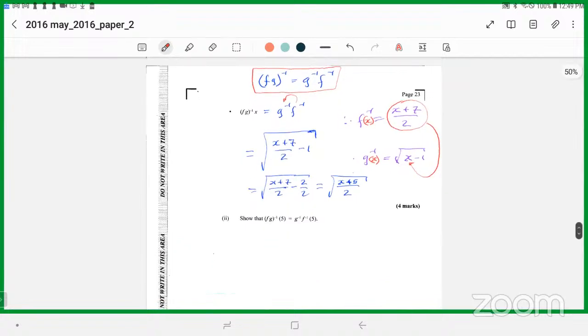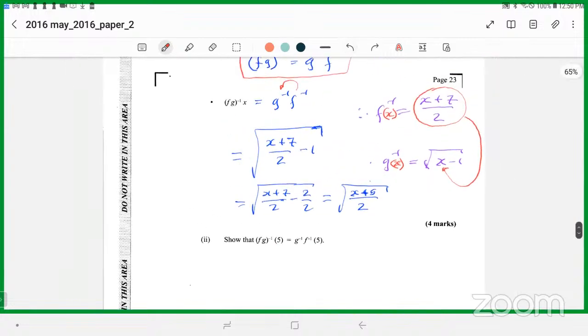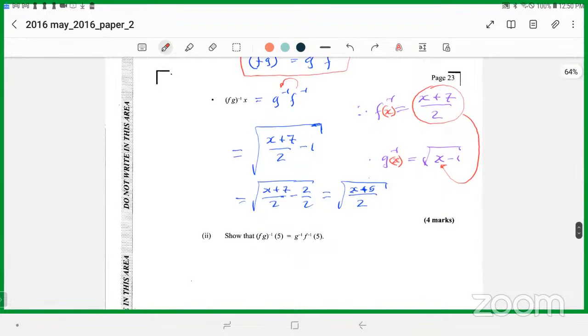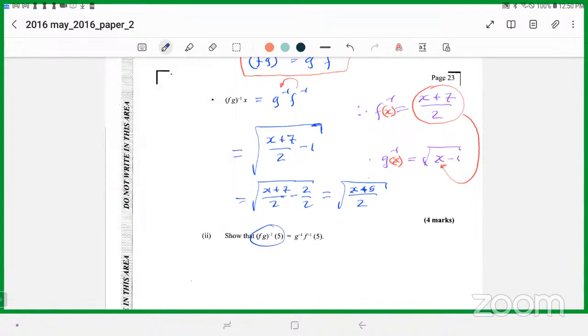Then the next part says, show that this equals that. Show that this equals that. All right, so let's go again. We've got to work out this and work out that and show it is the same value. So let's work step by step. Let's work out this side first.